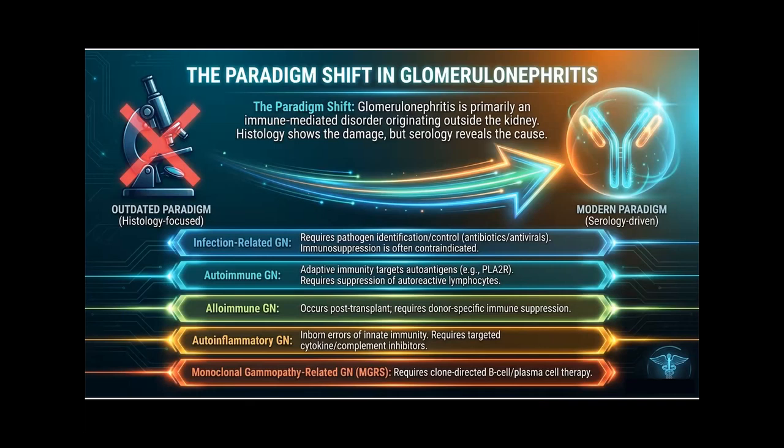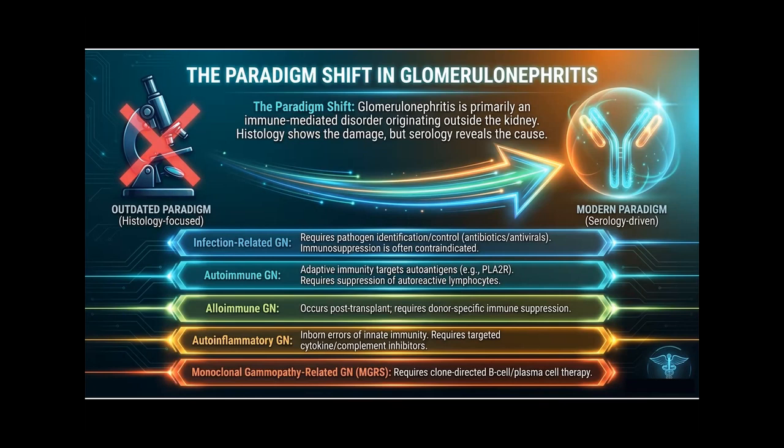Okay. Now, the paradigm shift in glomerulonephritis. So, what are the 5 types? Infection-related, autoimmune, alloimmune, autoinflammatory, monoclonal gammopathy. Earlier, we were depending on the microscope, histology-focused, light microscope. Now, glomerulonephritis is primarily an immune-mediated disorder originating outside the kidney.